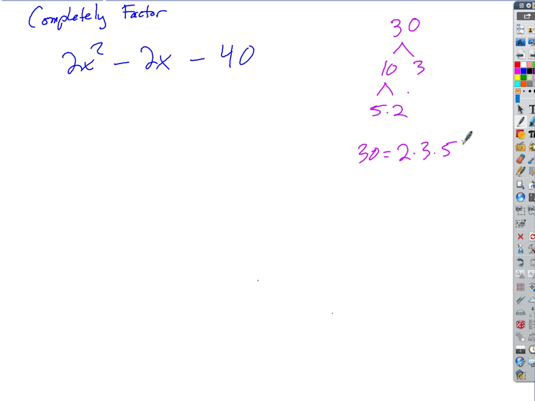So we're going to do the same thing with an algebraic expression, right? We're just going to try to break this up into as many pieces as we can. So what's the first thing we can do?